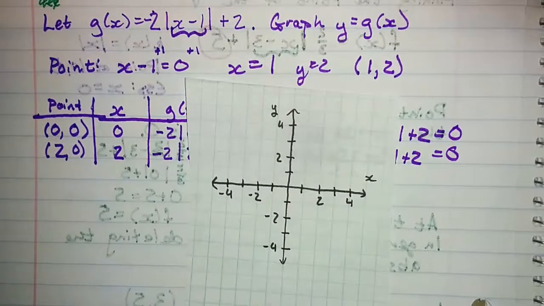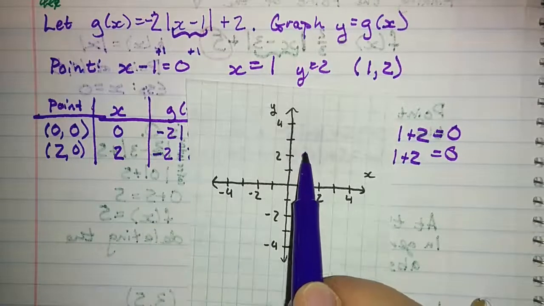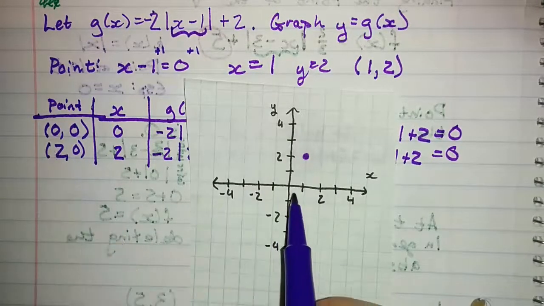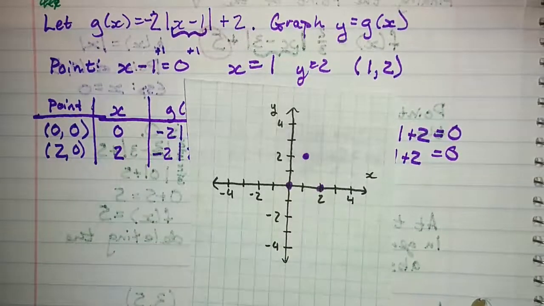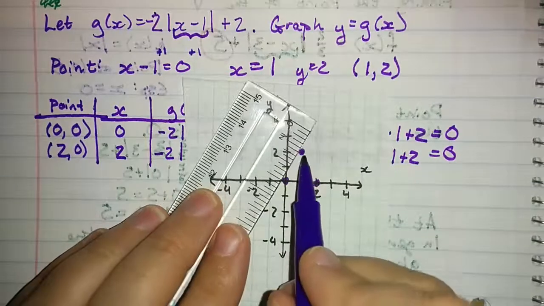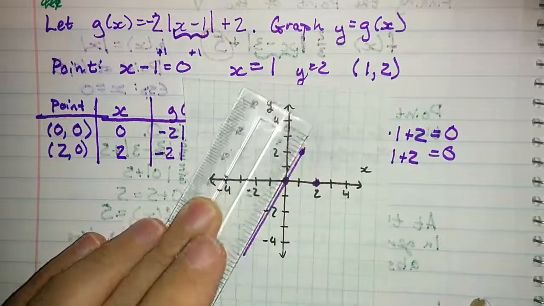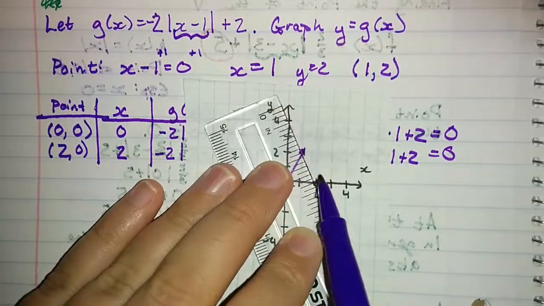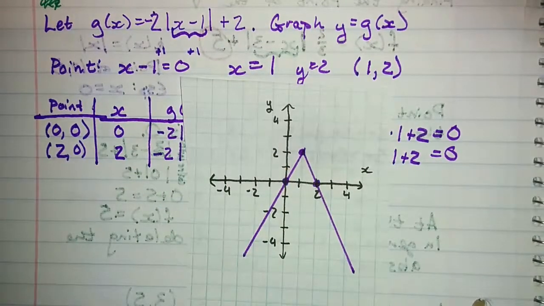Where are my points? I have one at 1, 2. And that's going to be the very tip of my V. Then I have one at 0, 0. And I have one at 2, 0. Now I can draw this point down through here. Start at this point, go down through here. And that's it. That's how I graph an absolute value function.